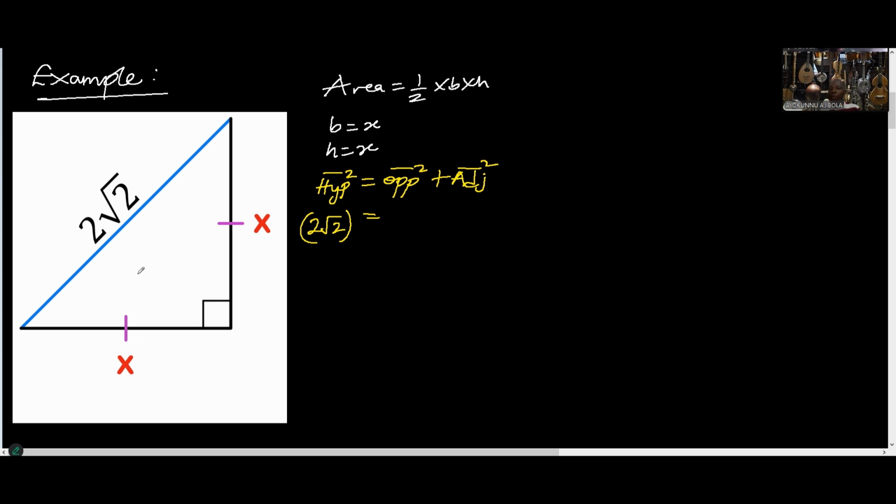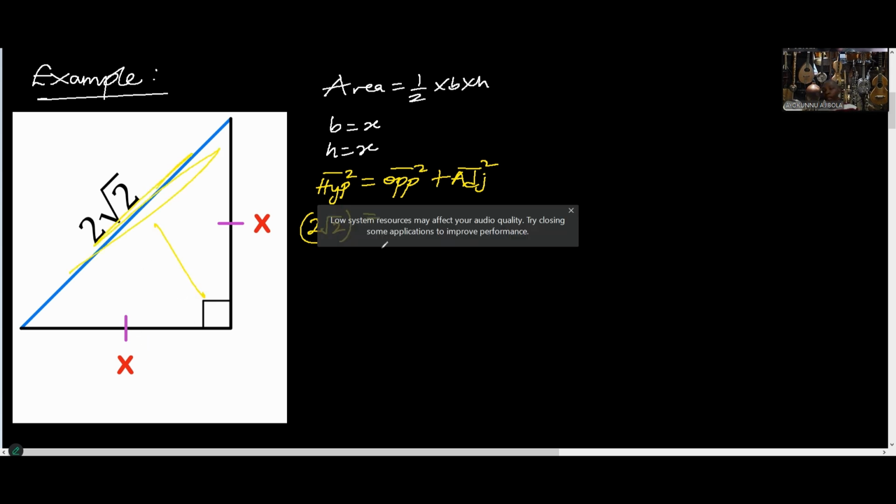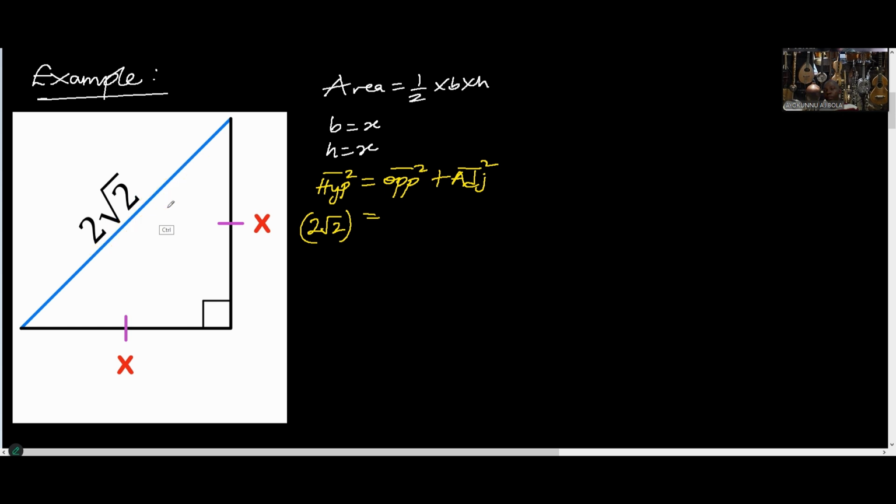The side that is facing the right angle is the hypotenuse, while for the other sides, either one can be opposite or adjacent. For example, if you have an angle you're considering here, then this is your opposite, while this is the adjacent. The adjacent joins the angle with the 90 degrees, okay?